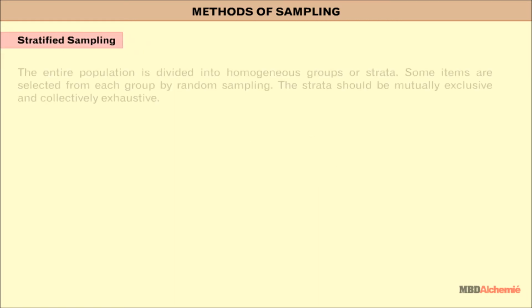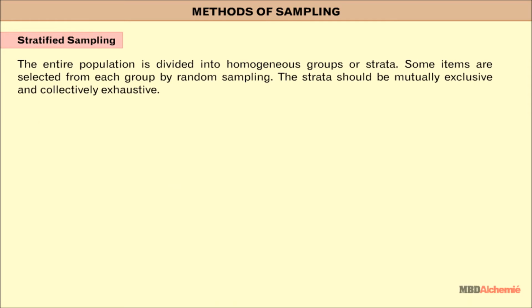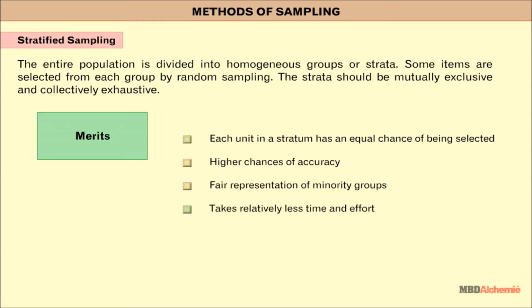Stratified sampling. The entire population is divided into homogeneous groups or strata. Some items are selected from each group by random sampling. The strata should be mutually exclusive and collectively exhaustive. Suitability. For heterogeneous groups. Merits. Each unit in a stratum has an equal chance of being selected, higher chances of accuracy, fair representation of minority groups, takes relatively less time and efforts, and inexpensive.